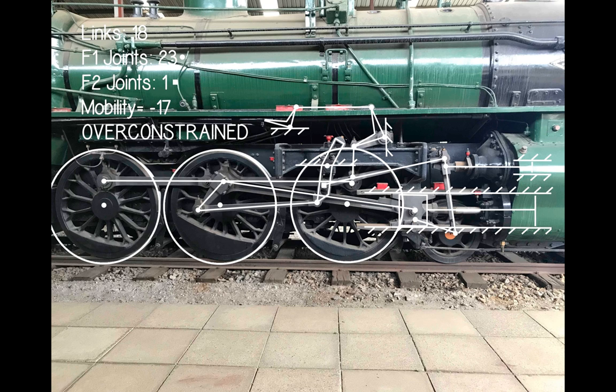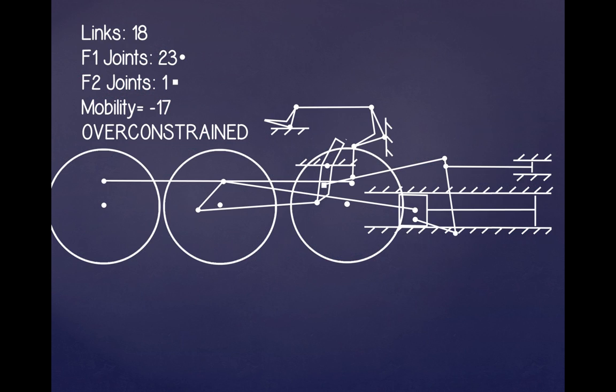There are many different ways you can represent the Walschaerts valve gear kinematically. Initially, the kinematic looks like this, with 18 links, 23 1-degree-of-freedom joints, and 1 2-degree-of-freedom joint. From the mobility equation, we get a mobility of -17, meaning that the mechanism is overconstrained. Since we know the mechanism can move and is not locked, this must be an inaccurate representation.